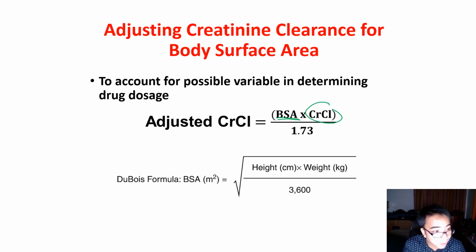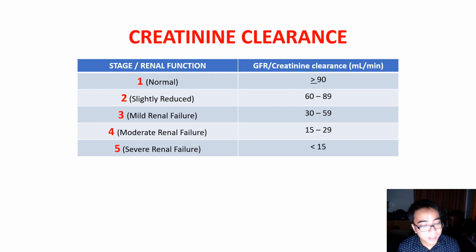Now, I hope you haven't forgotten the formula for BSA. That's simply height in centimeters times weight in kilograms divided by 3,600, square root of that. Okay, the unit should be in meters squared. Okay? Okay. So, here's a table lang, class, showing to you na whatever creatinine clearance you compute, may corresponding meaning yon. So, if it's greater than or equal to 90, it means that the renal function is normal so far, okay? So if it's between 60 to 89, slightly reduced, and so on and so forth.